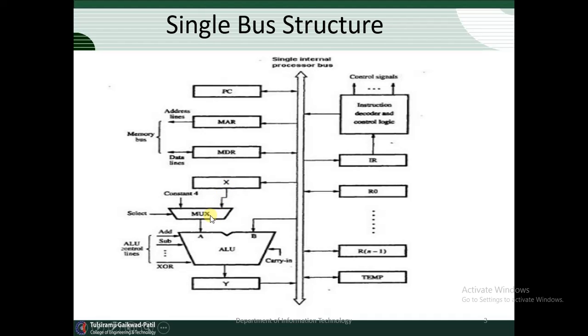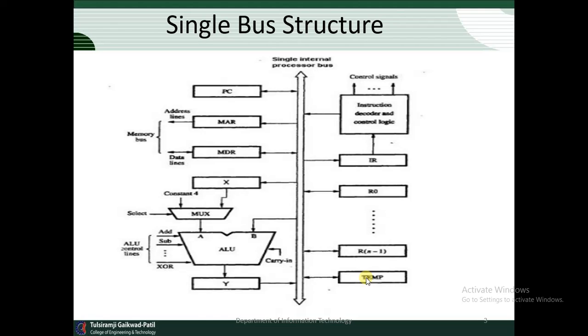Now here we observe X is one block. With the help of that X, we have the mux, and that mux is connected to the ALU. The output of the mux is connected to the ALU. ALU again has two inputs, one is called A and the second is called B. A is connected with the help of the mux and B is directly connected to the bus. The ALU output is observed on Y. And these are the different types of registers, where we are going to use general purpose registers and temporary registers to perform the operations.